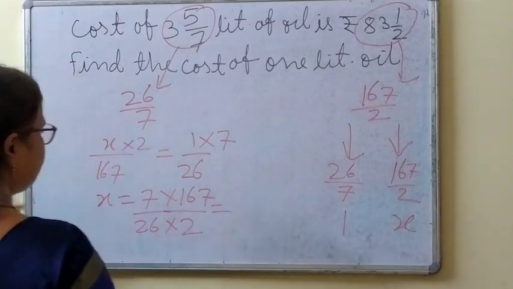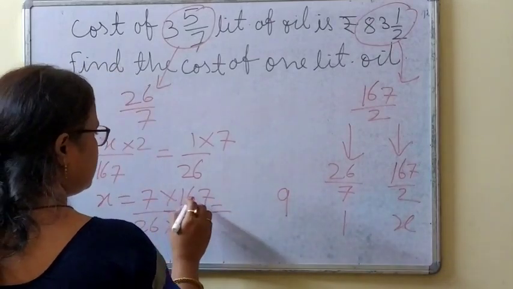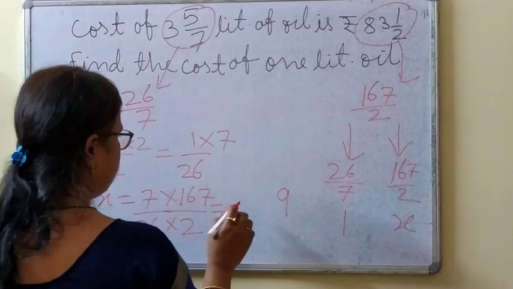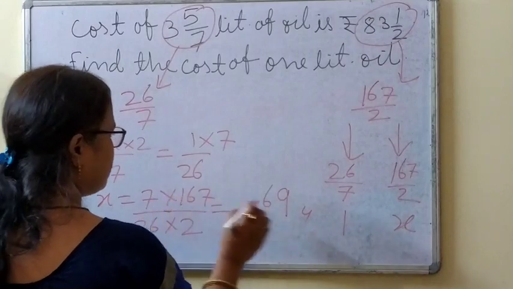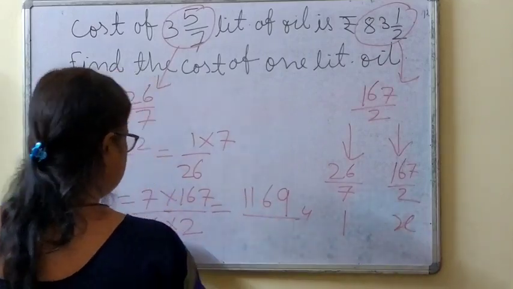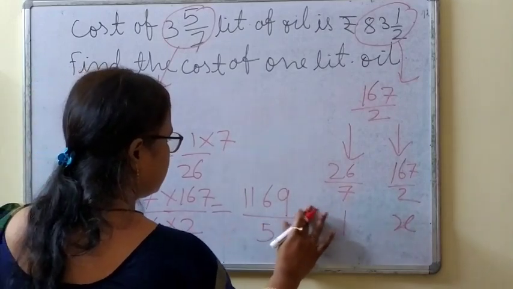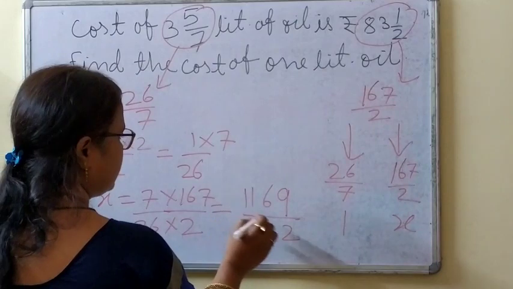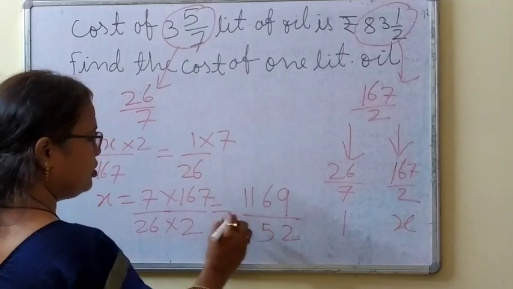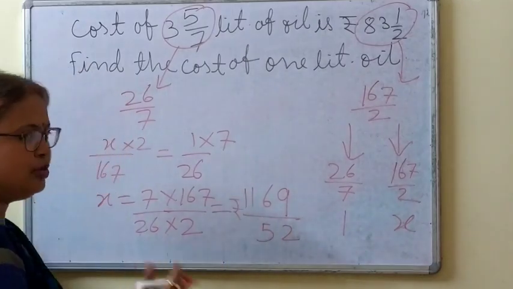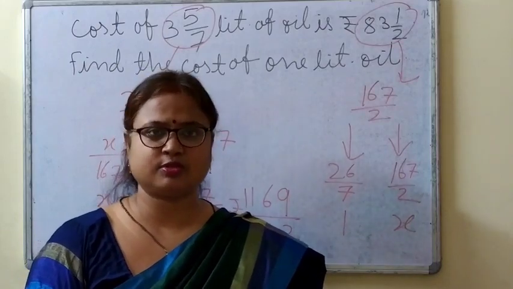Clear? So 7 sevens are 49, 9, 4. Then 7 6s are 42, 42 and 4, 46. Then 4 here. Then 7 1s are 7 and 4, 11. By 6 2s are 12, 2. 2 2s are 4 and 1, 5. Clear? So this will be rupees 1169 divided by 52. This will be the answer. You can divide it, you can get it in the fraction also, or you can write the answer in decimals also, as you wish.